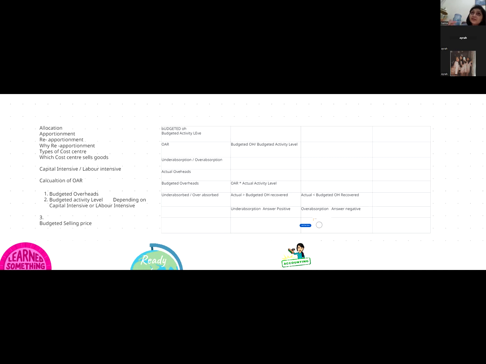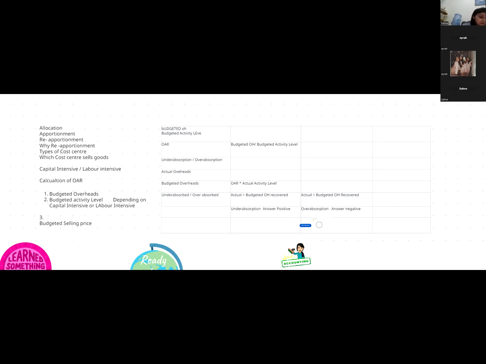More than budgeted overheads or actual overheads? Sorry, actual overheads. Over absorption is when you recover more than your actual overheads, and under absorption is when you recover less than your actual overheads.